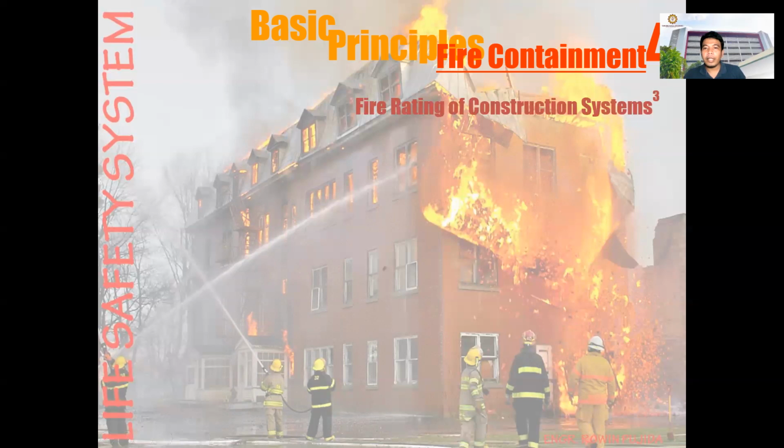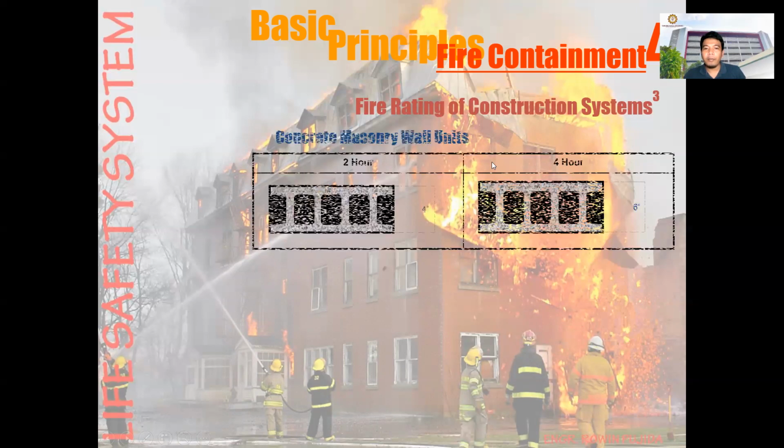Next, we have the fire rating of construction systems. For concrete masonry walls, wall units of 4 inches hollow block, you have 2 hours. And for 6 inches, you have 4 hours. That is why the 6 inches hollow block will be used in the outer wall and the firewall.